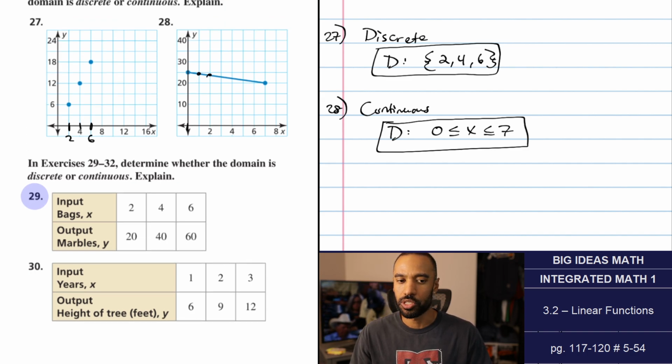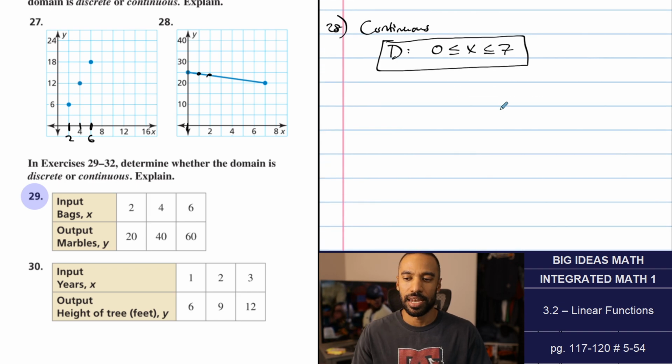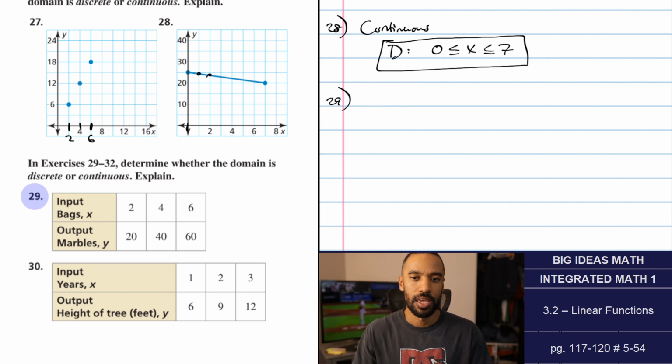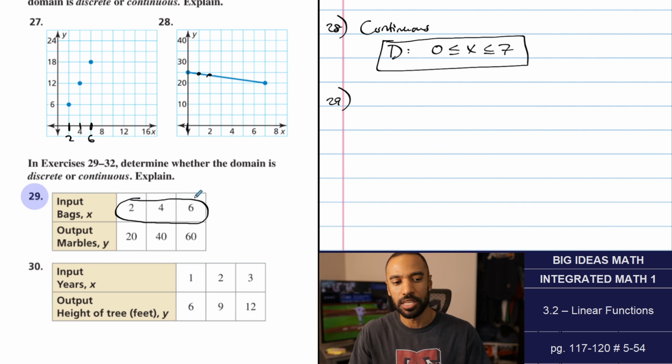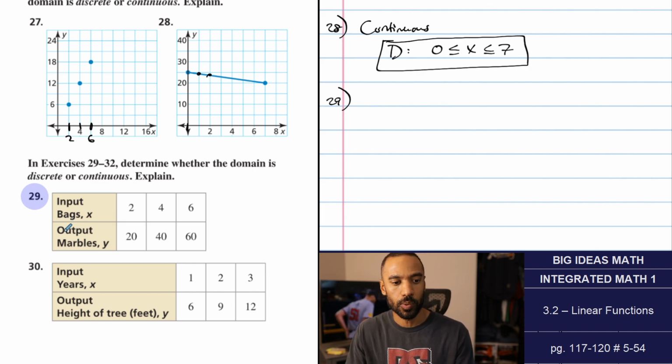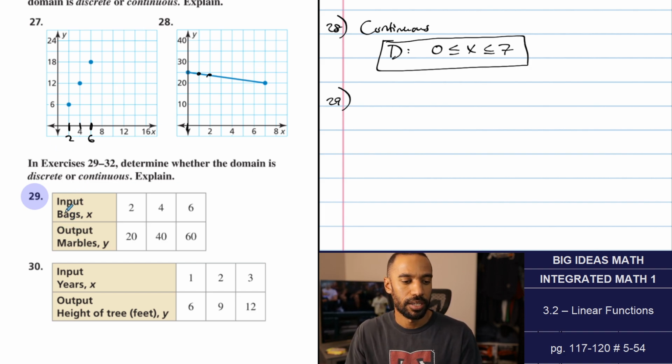29 to 32, just to determine whether the domain is discrete or continuous, explain. Now, they don't actually list out the domain. Well, they kind of do, but you have to identify them. The domain here goes from 2 to 6 like that, but these could pick out specific parts. These ones didn't have any context to the questions. These ones do. This says input is the number of bags that you have. Output is the number of marbles that you have.